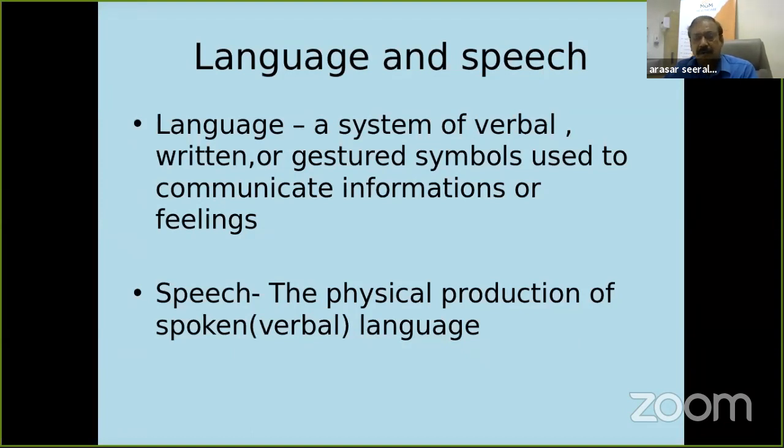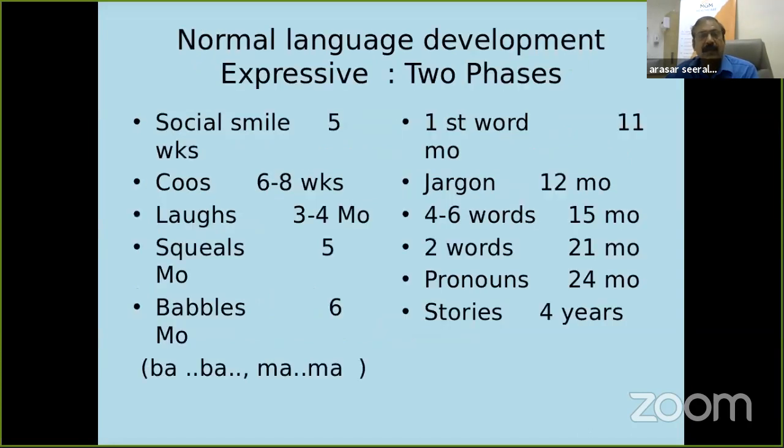Then you have one important domain, that is language and speech. I know language is a way of communication and it's very, very important in adaptive and social life. And speech is a part of this language, which represents the verbal form of communication. And these are some of the language developments you see as the child is growing: social smile, cooing, laughing, squealing, babbling. By 1 year, it should have at least one word, or by the end of 15 months, a vocabulary of at least 10 words.